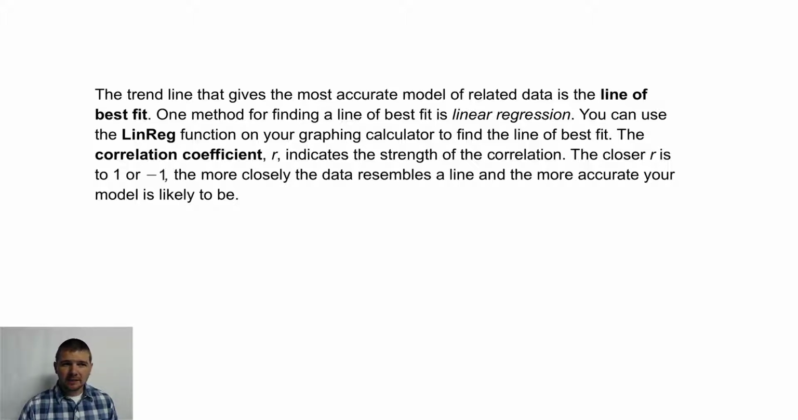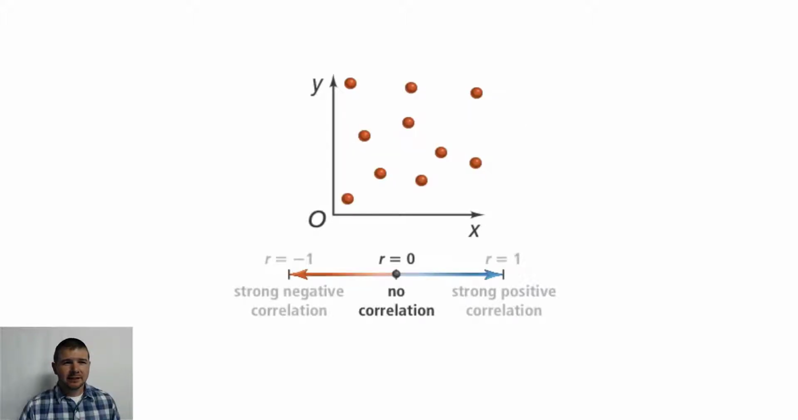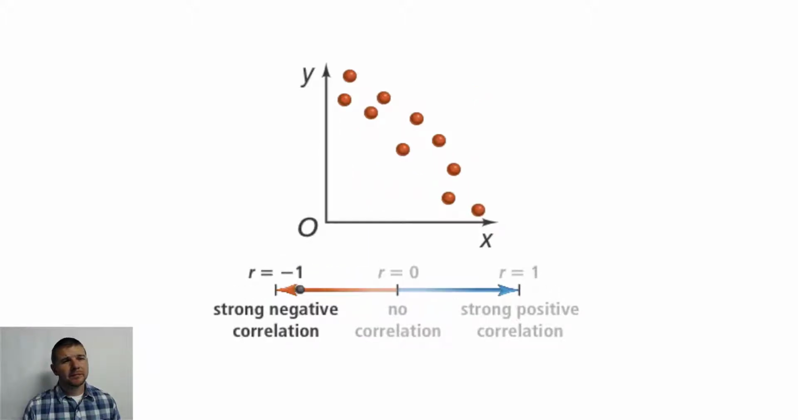The closer r is to +1 or -1, the more closely the data resembles a line, and the more accurate your model is likely to be. Consider this first scatter plot. We have scattered points not fitting to any particular line, and that would be an r value close to 0, representing no correlation. On this scatter plot, the points seem to be clustered pretty tightly about a line we can imagine that would have negative slope. This leads to an r value close to -1 and indicates strong negative correlation.